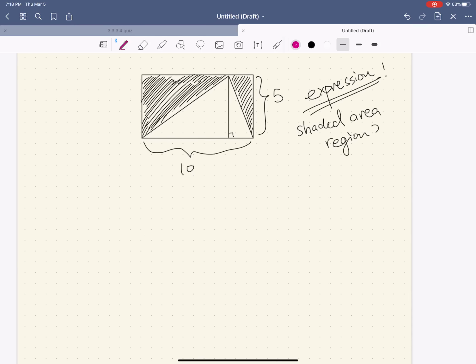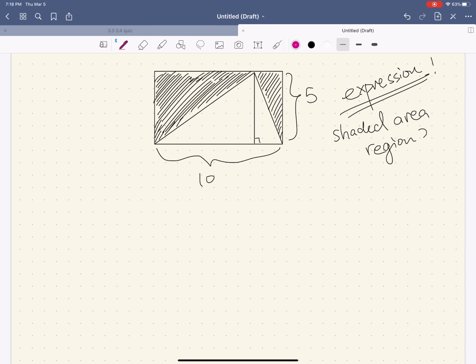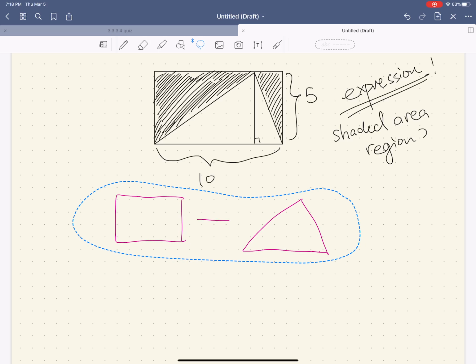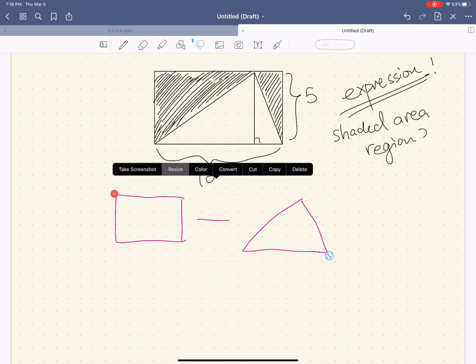One last question about area, and then we're done. You can pause now to copy the question down. Okay, let's start. So I want a gray area or shaded region, okay? It's basically you have a rectangle minus the triangle. This is actually way too big. I want more space for my process. I'm going to resize it.